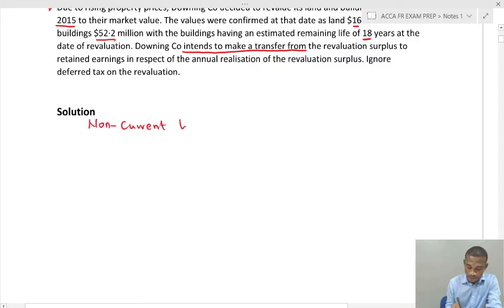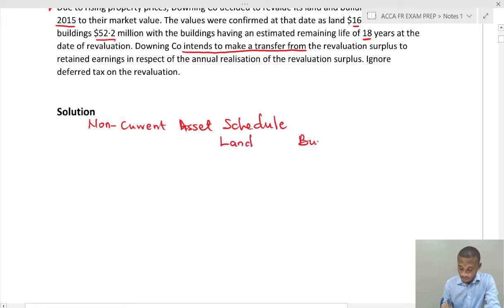A non-current asset schedule. What I will do is to have my land and the building. So I'll have the cost. The cost, all these are in millions, so I'll put this here. We have 14 and 50.